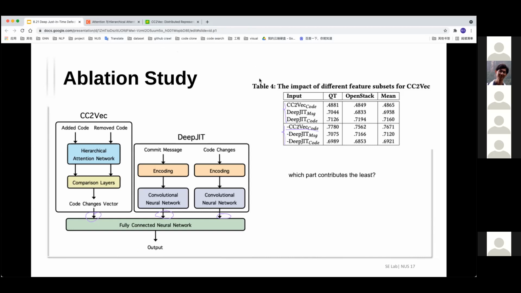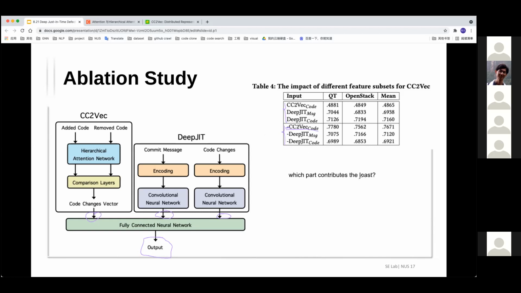May I ask what's the difference between the first half section and the second? The first three lines use just the single features. And the later three lines use the total features and deduct a feature. Then maybe the last one, the DeepJIT code, performs the best.